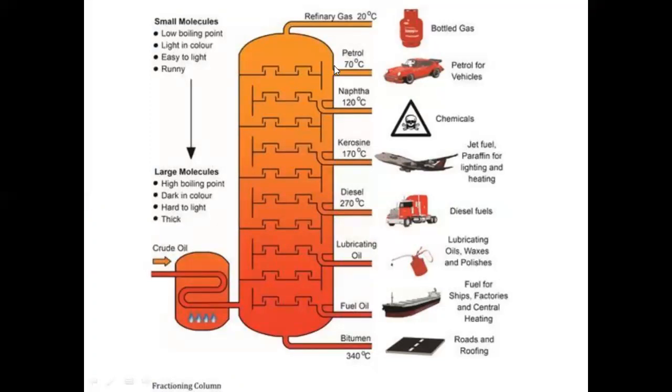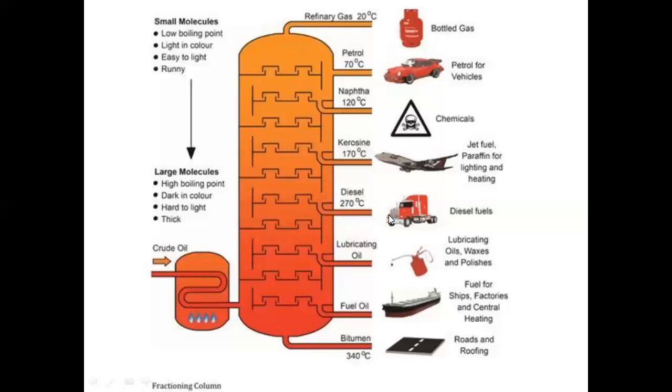Then the second one, petrol or gasoline, boiling point 70 degrees centigrade, is used as petrol for cars. Then naphtha, which is 120 degrees centigrade, is used in making chemicals. Kerosene is used as a fuel for flying aeroplanes. Diesel is used for big automobiles, trucks and buses, as a fuel. Then lubricating oil is used to make machine parts oily and prevent corrosion or friction. Lubricating oils, waxes and polishes are used.